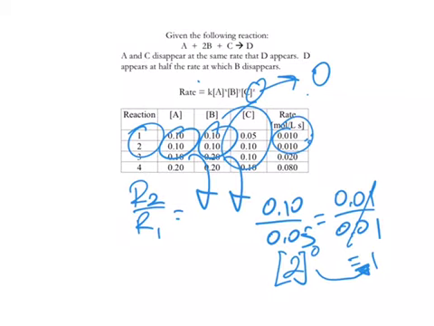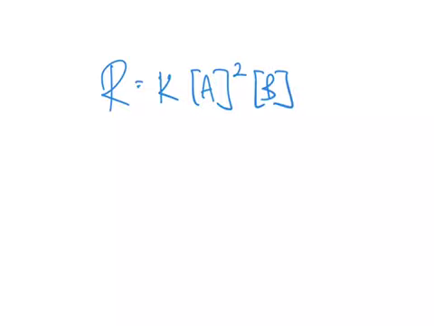So here's what we've got, kids. Let's add another one. So we have R equals K, which we don't know, times the concentration of A, which is second order, times the concentration of B, which is first order, and then we're not going to write in C because that's raised to the zero power, and that just equals 1.